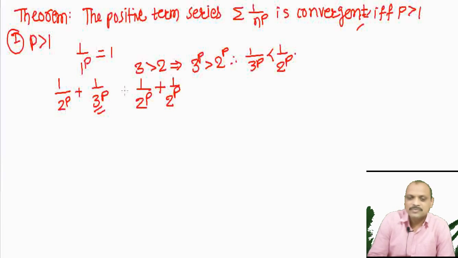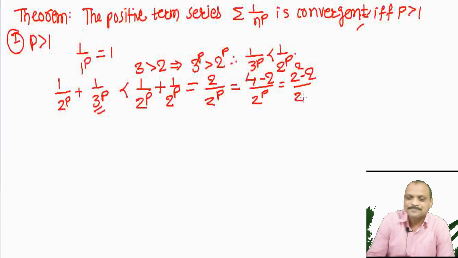So this term will be less, and we get that 1 divided by 2 raised to p plus 1 divided by 2 raised to p, that will be 2 divided by 2 raised to p, and 2 divided by 2 raised to p is the same as 4 minus 2 divided by 2 raised to p, and that is 2 square minus 2 divided by 2 raised to p. Okay, so this is what we get.